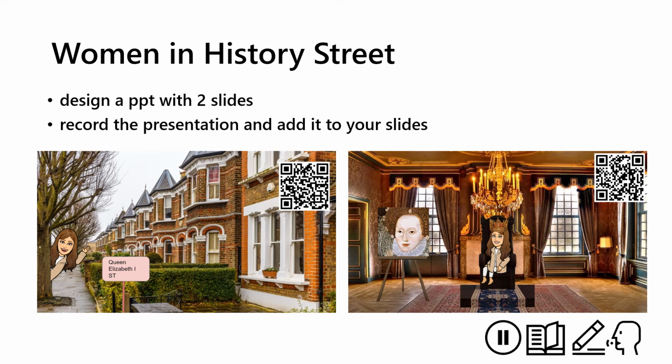The first slide will show your imaginary street named after the woman you're going to talk about. And the second slide, your room inspired by that woman. Something like this. You will record your presentation and add it to your slides as QR codes, or you can turn your PowerPoint into a short video with your audio recording. Pause the video now and start working.